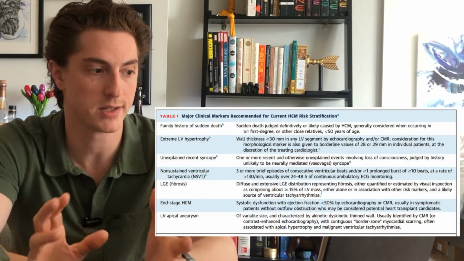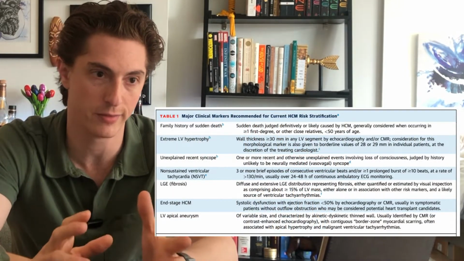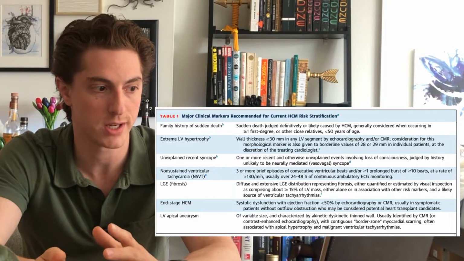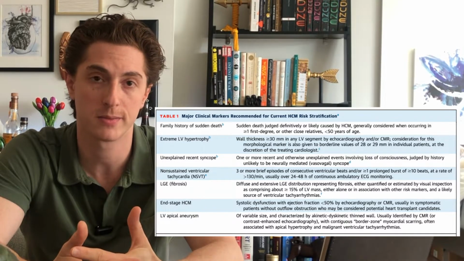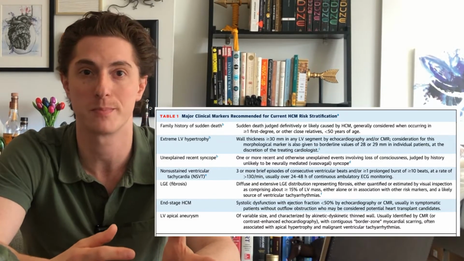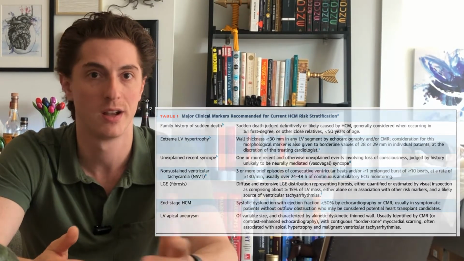If there's a lot of fibrosis, it might push us towards or away from placing an ICD. Generally on the guidelines, it says about greater than 15% of the LV mass, either alone or in association with other risk factors, that might be a likely source of ventricular arrhythmias. And it's another tool that we have to help us better understand what's a patient's risk of sudden cardiac death.